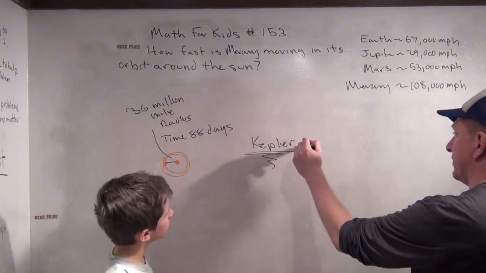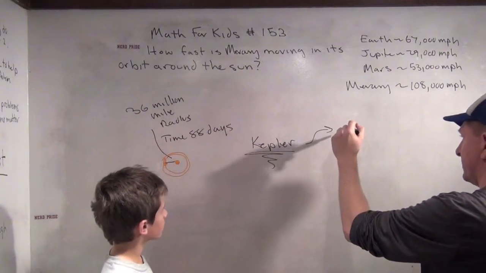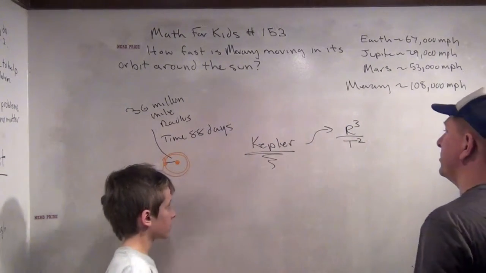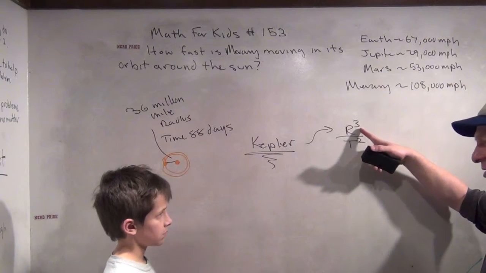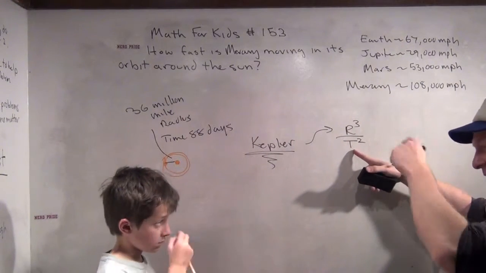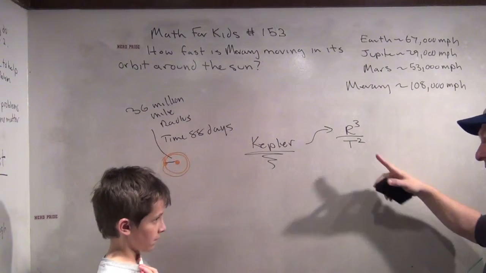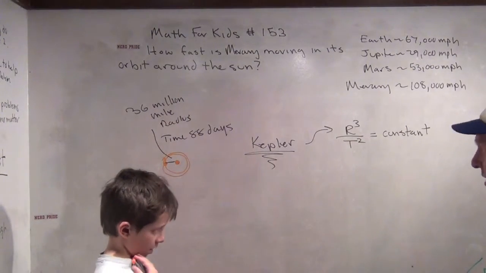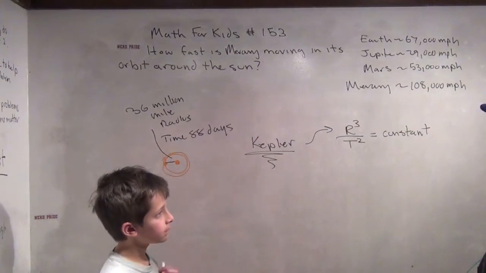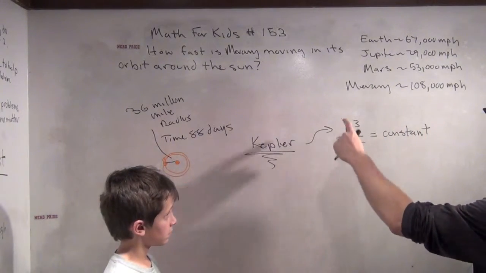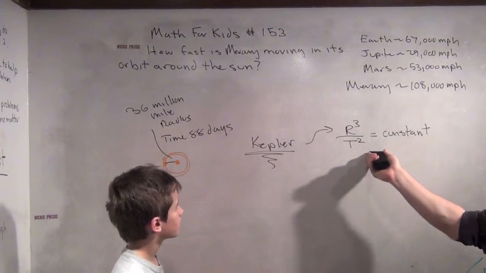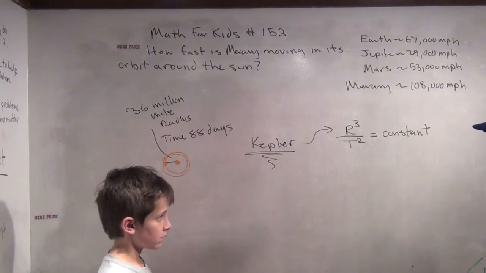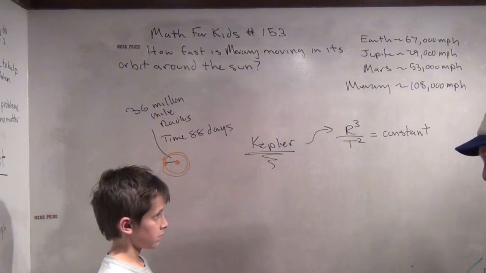And one law he found was that for the planets, r cubed over t squared. So if you take the radius cubed over the time it takes to go around once, squared, this is a constant. So Kepler was doing all the same calculations we were doing, except he was figuring out the radius and the time it took to go around. And he came up with this formula. He noticed that the radius cubed divided by the time for one orbit squared was the same number for all the planets. That's pretty neat, right?